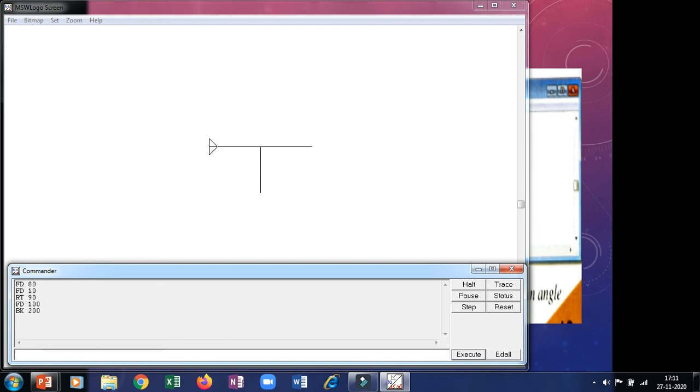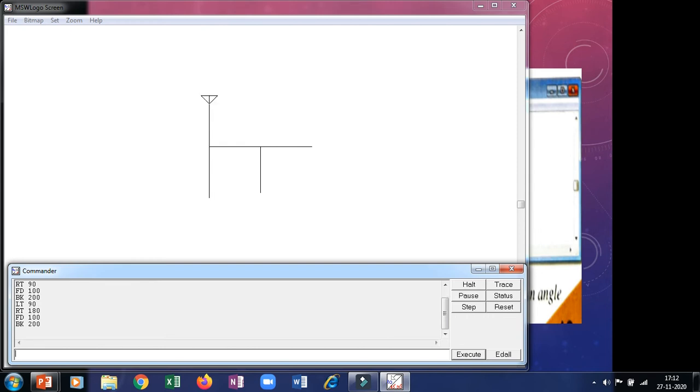Okay, and if you want to move the turtle's head towards the left side, we use LT 90. See, it will go 90 degrees upward. If you write RT or LT 180, it will take an about turn, upside down. And if you write FD 100, it will go down. If you write BK 200, it will go back.